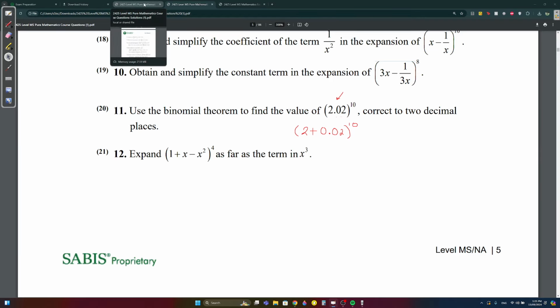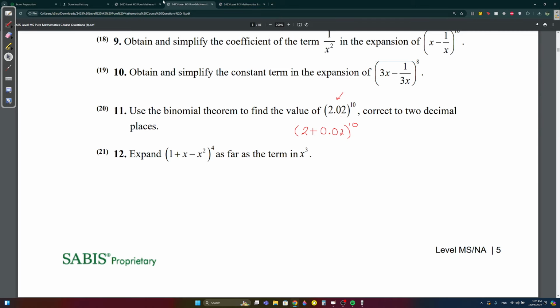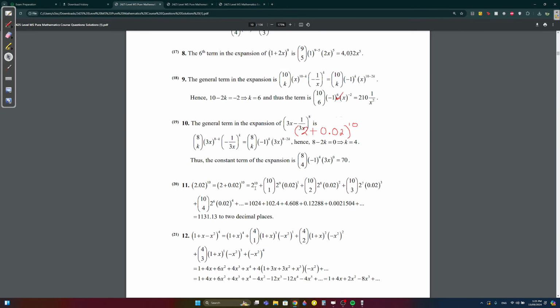The way we did it in class, the teacher would only expand it up to the fourth or fifth term, and he'd say, that's it, you don't need to continue expanding. But I want to see how they did it in the solution.